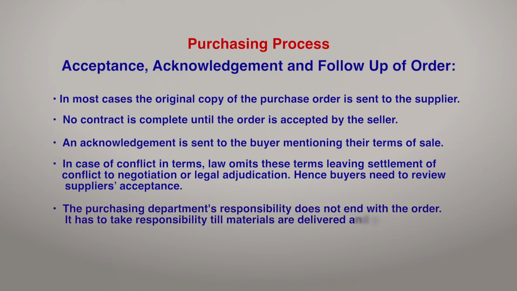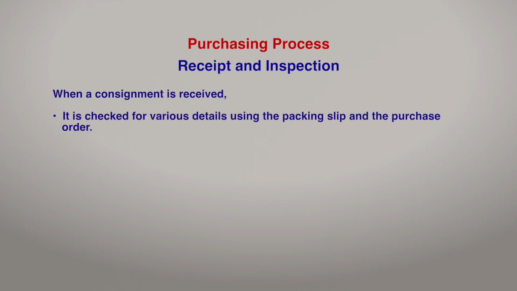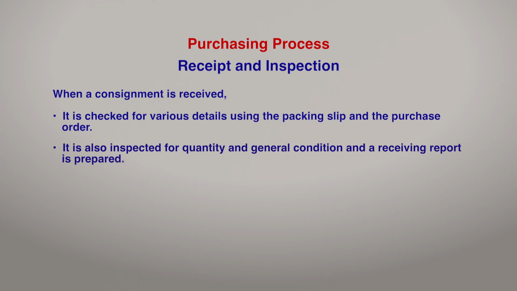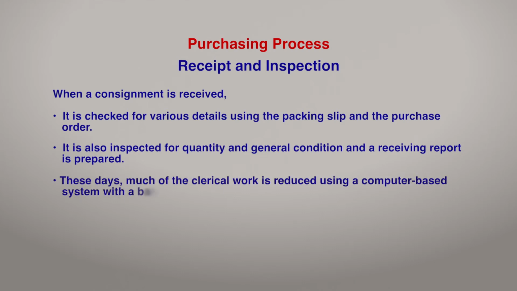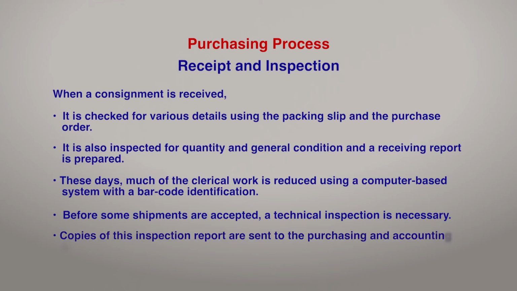The purchase department's responsibility does not end with the order. It has to take responsibility till materials are delivered and accepted. Important orders with critical delivery dates should receive regular follow-up attention. When the consignment is received, it is checked for various details using the purchase order and the shipment slip. It is also inspected for quantity and general condition, and a receiving report is prepared. These days, much of the clerical work is reduced using computer-based systems with barcode identification. Before some shipments are accepted, a technical inspection may be necessary. Copies of this inspection report are sent to the purchasing and accounting sections.